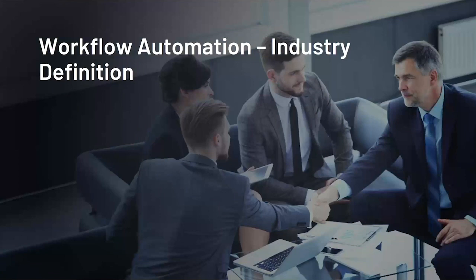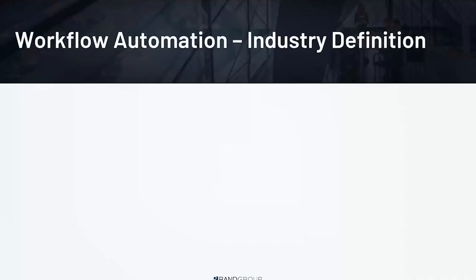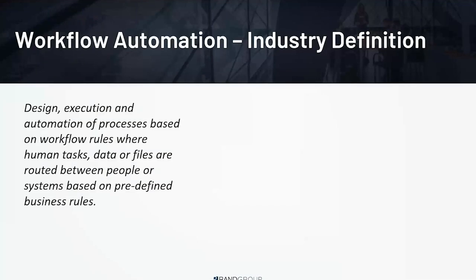So what is the industry definition? And you'll see a lot of them out on the web, right? But one of the definitions that I really like is workflow automation is the design, execution, and automation of processes based on workflow rules, where you take all the human tasks, all the data, and all the files, how they're routed and processed between people and systems based on predefined business rules.